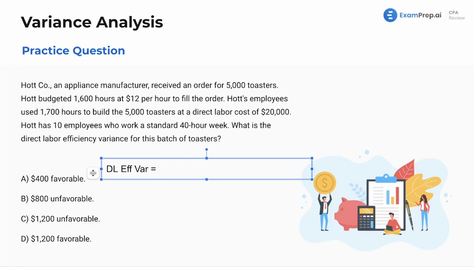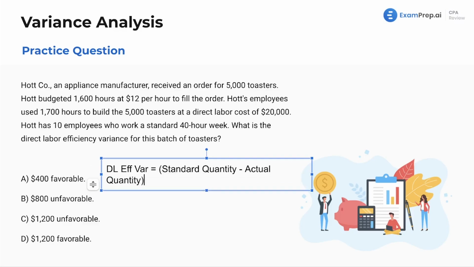Because watch this. Our standard layout for these formulas is something minus something times something. And every time, we're going to have standard minus actual. So standard, and what is it? In this case, it's standard quantity minus actual quantity times standard rate. Couple points here. Within the formula, you see it's quantity.